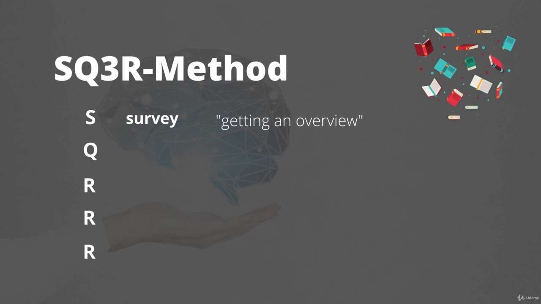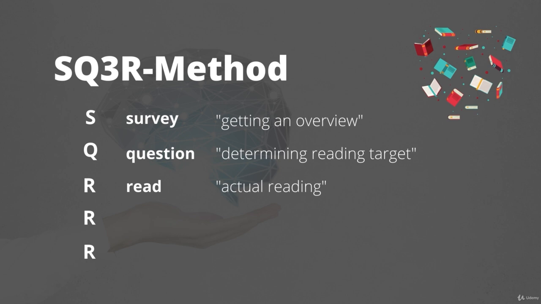Then you move on with step number 2, the Q or question. This step is all about determining your reading target. So basically what we talked about in the last video. You try to find out what you need to know from the text and how it might help you. Then we move on with the actual reading process, because the first R is for read. So we read the text while already having in mind the first two steps, which were survey and question.